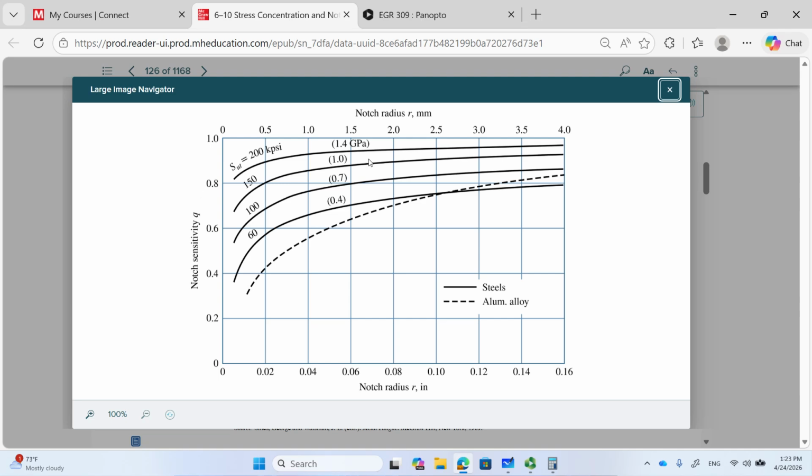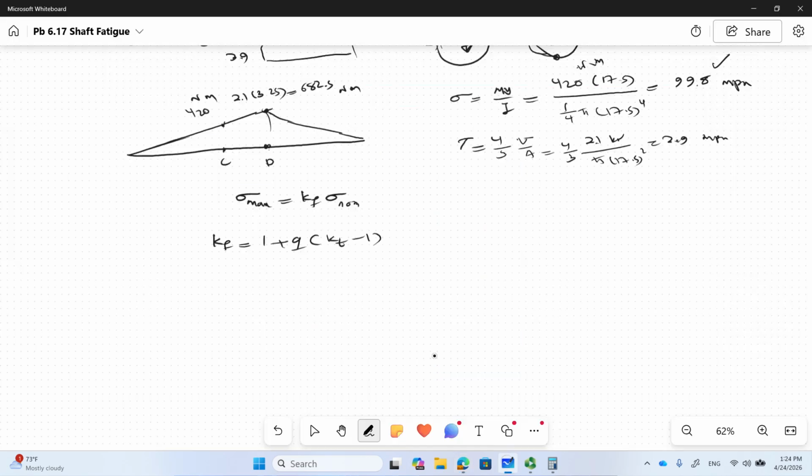But look, the material is 470. It is tensile strength 470, so it's slightly higher than this. So if you're here, slightly higher, and then you go to the left. It's not going to be 0.8, but this is like 0.79, something like that. 0.79, 0.8. So let's say 0.79. So q is 0.79, but we need to find Kt.